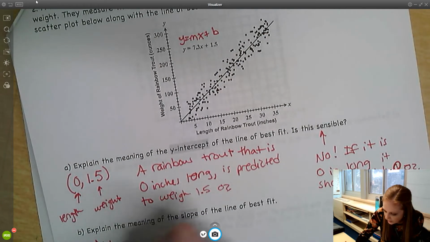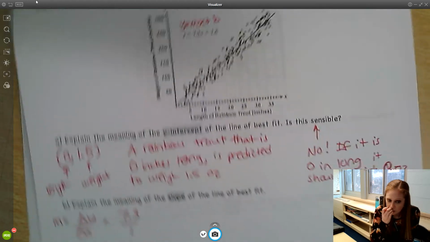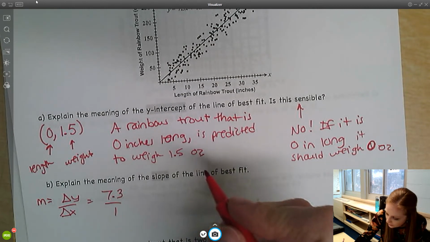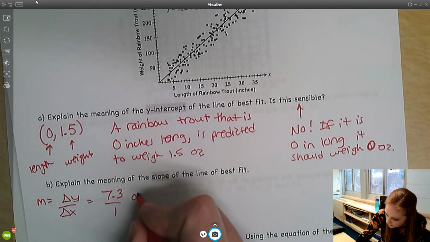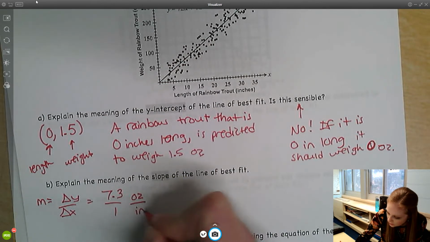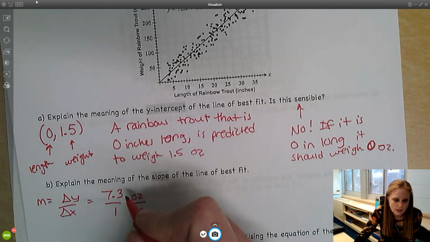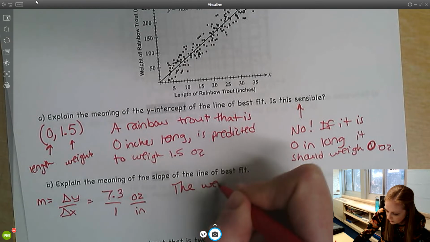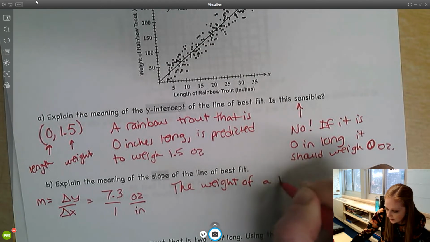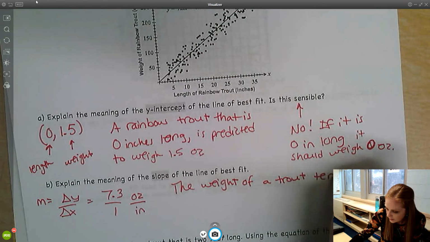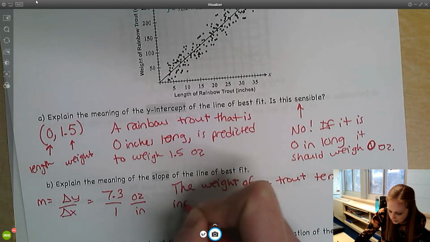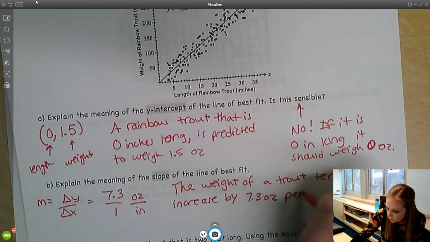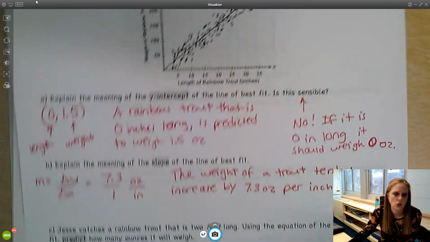Change in y over change in x. So our change in y is 7.3, and our change in x is 1, because you could just write it as a fraction over 1. And let's do our units. Our 7.3, that's going to be our y, which is our ounces, over our x, which is our inches. So that tells us that the fish is increasing 7.3 ounces for every inch that it increases. The weight of a trout tends to increase by 7.3 ounces per each 1 inch.